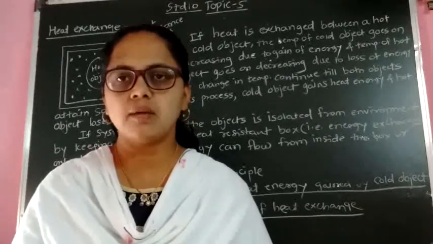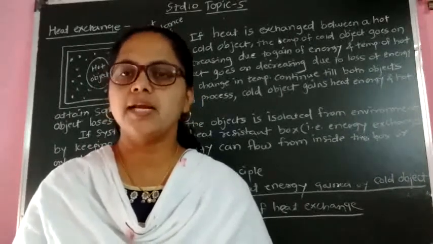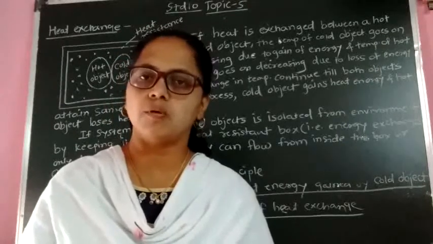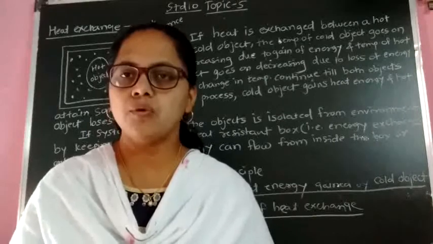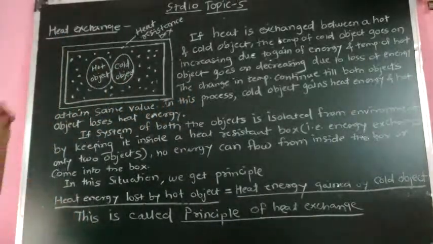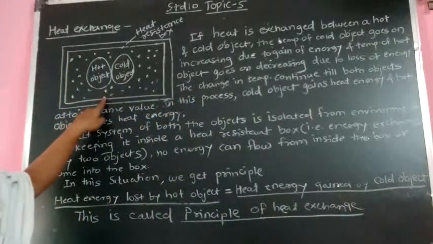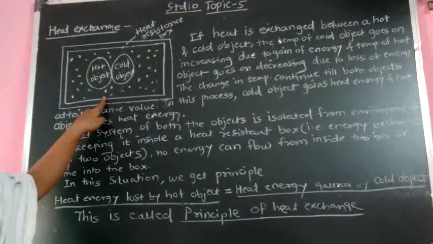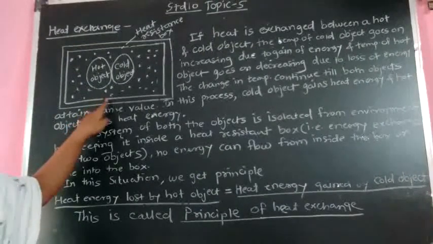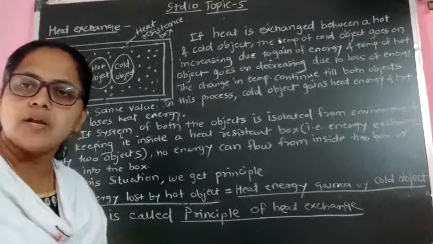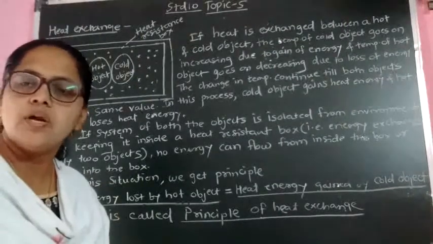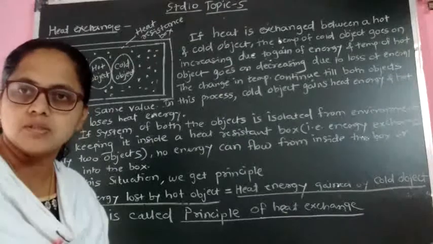Heat is nothing but a form of energy. It gets transferred from the hot object to the cold object. This is called the principle of heat exchange. Now you can see this diagram. This is a heat resistant box. What is meant by a heat resistant box? This is the box through which heat energy cannot come inside or go outside. So it is called a heat resistant box.